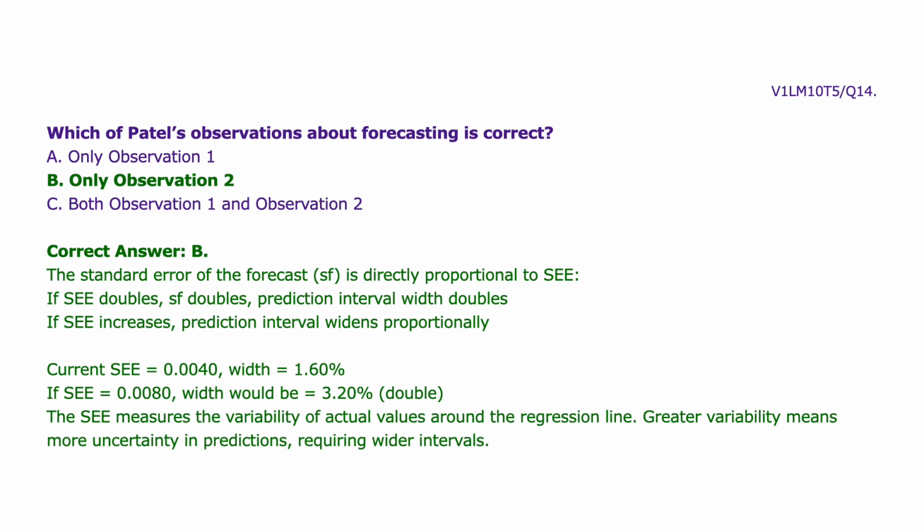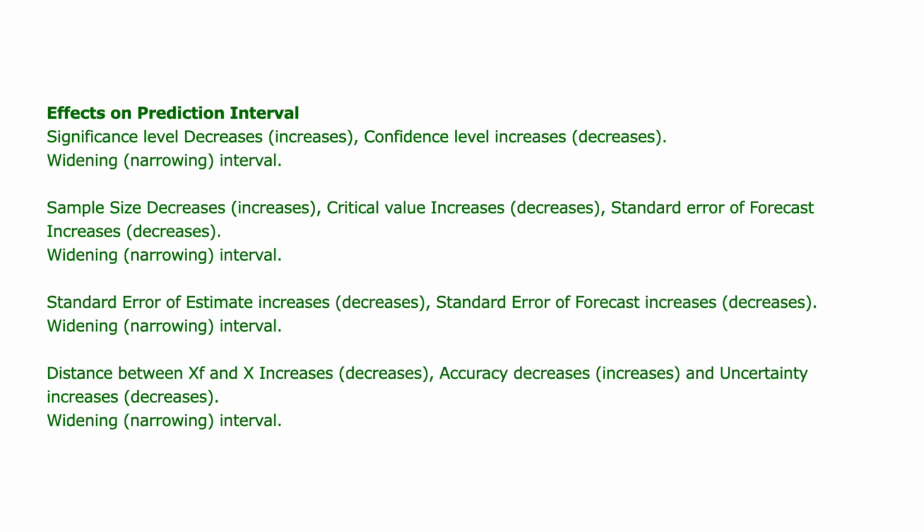The width of the prediction interval is directly proportional to the standard error of the estimate, C. If variability around the regression line increases, the forecast uncertainty grows, causing the interval to widen. This emphasizes that the interval is variable, not constant. It changes based on the distance between the specific forecast value and the sample mean. The further the forecast moves from that average, the wider and less accurate the interval becomes.